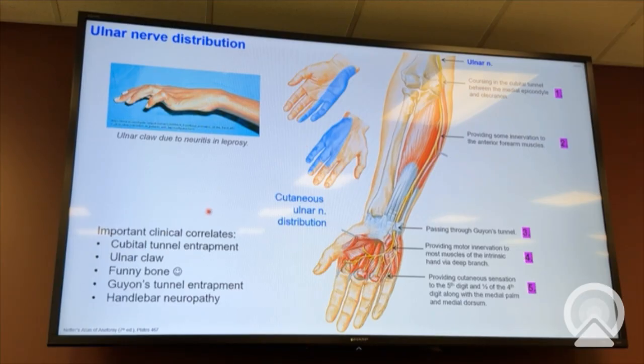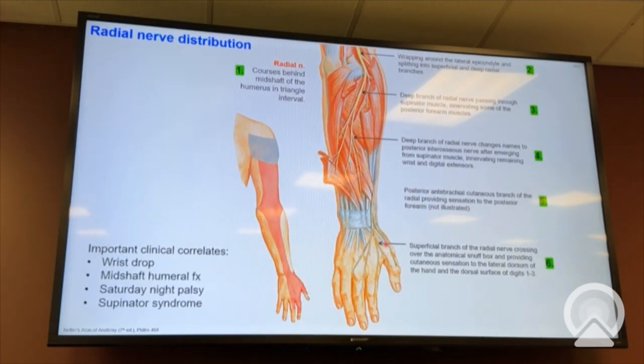And a couple of ulnar nerve clinical correlates here. So this is a nice little summary. So we got ulnar nerve or cubital tunnel entrapment, some sort of cubital tunnel problem. Ulnar clawing, like we see here. Funny bone, of course, is kind of a fun one. Guyon's canal, so you've got an issue with Guyon's canal, and handlebar neuropathy. So the patient's history can be relevant oftentimes with your differential.